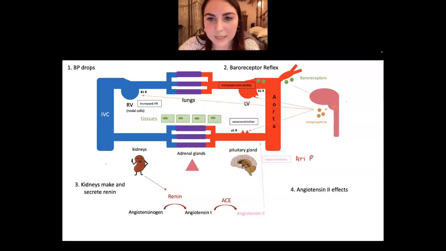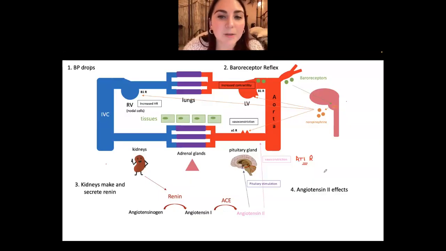But AT1 receptors, if you see this, these are your angiotensin 2 receptors. Really annoying, even though it's one. But they have the same effect as an alpha 1 receptor would. So if you bind to an angiotensin receptor, it's going to cause vasoconstriction.